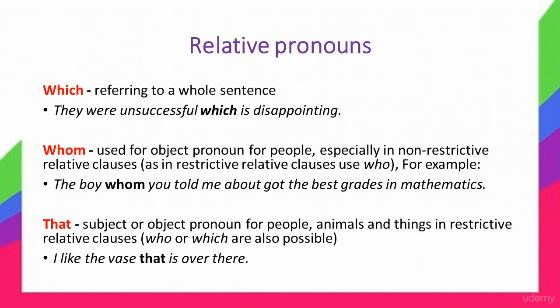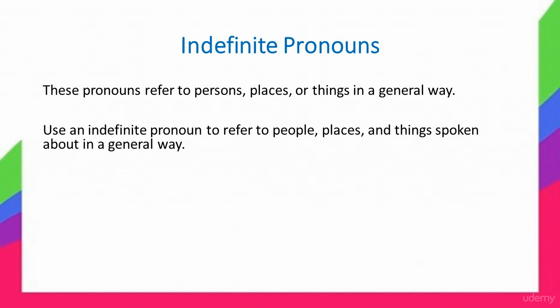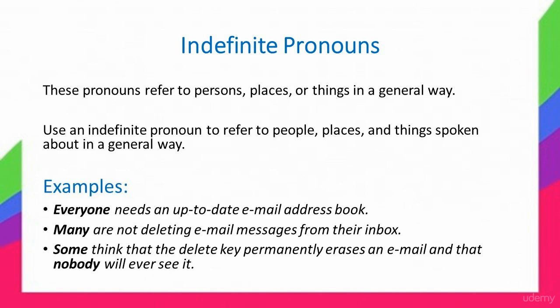And lastly, let's briefly look at indefinite pronouns. These pronouns refer to people, places, or things in a general way. Please have a look at the slide for more examples. So again, use an indefinite pronoun to refer to people, places, and things spoken about in a general way. Examples are, everyone needs an up-to-date email address book. Many are not deleting email messages from their inbox. Some think that the delete key permanently erases an email and that nobody will ever see it.